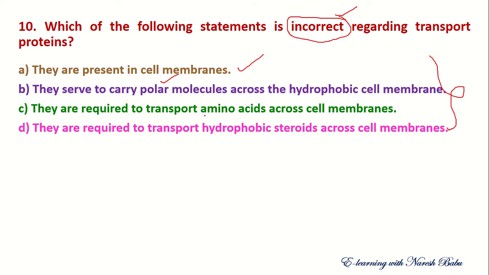And they are required to transport amino acids across cell membranes. Amino acids are also polar in nature, so that's why these transport proteins are required to transport them inside the cell. This is also a correct statement.